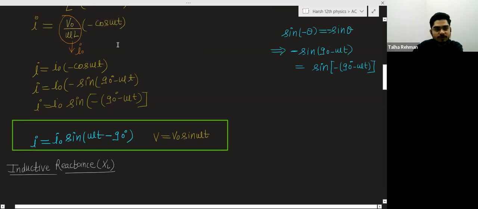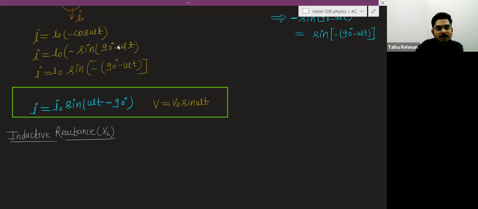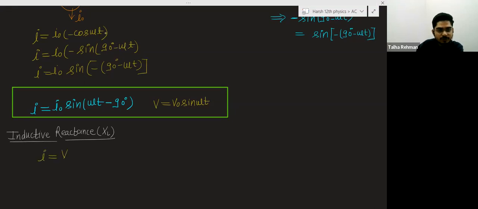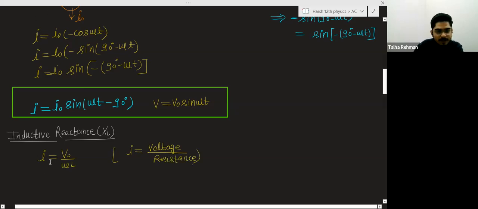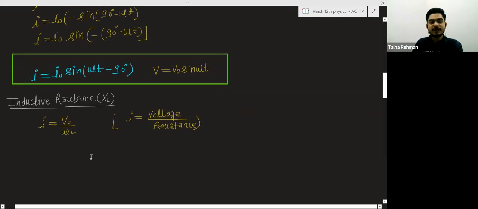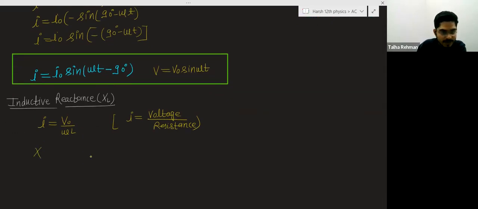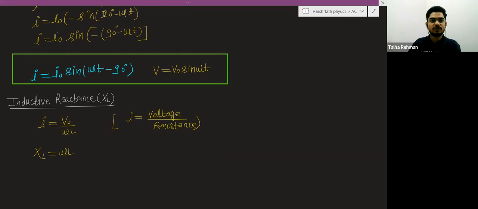See this equation: I naught is equal to V naught by omega L. And we know that the current is equal to voltage divided by the resistance. So this omega L plays the role of resistance, and it is known as the inductive reactance. So XL is equal to omega L. You should know this point.